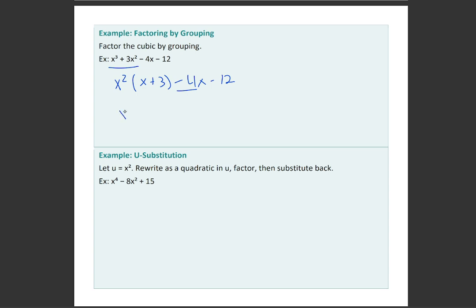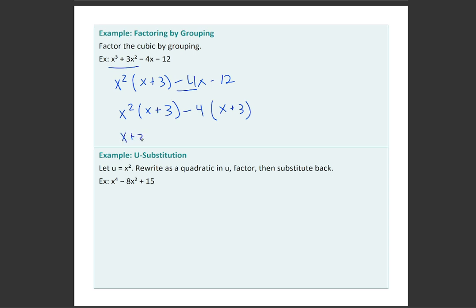When we do that, we have x squared times x plus 3. That doesn't change. Minus 4, parentheses. Then, of course, the minus 4x, when we pull out the minus 4, is just x. When we look at the minus 12 and we pull out a minus 4, we're left with a plus 3. And there we have a repeated x plus 3 term, which is really great because now we can pull that x plus 3 term to the very front.